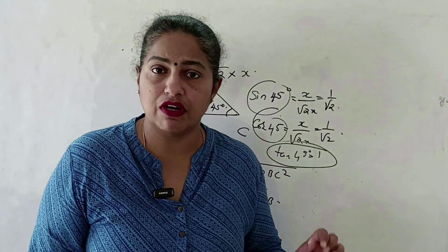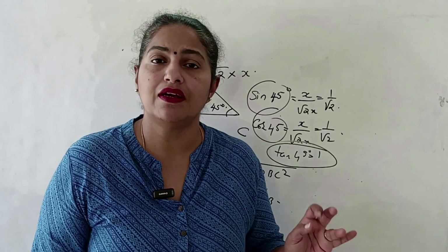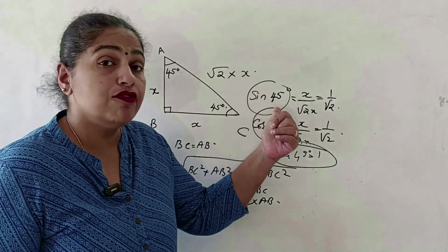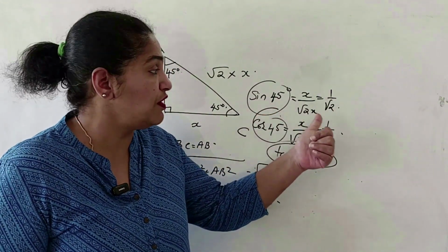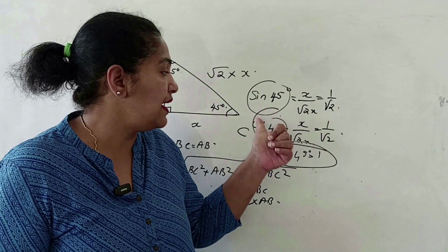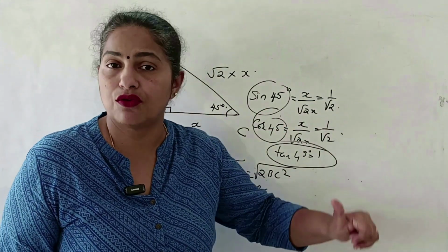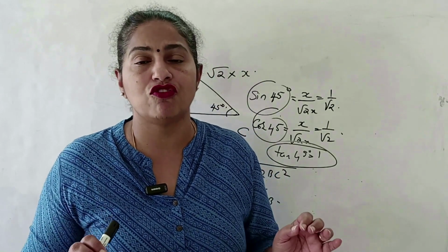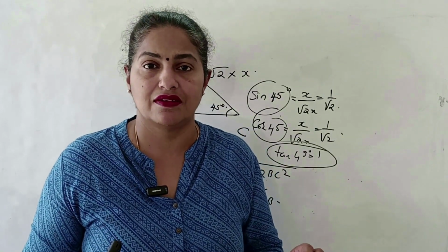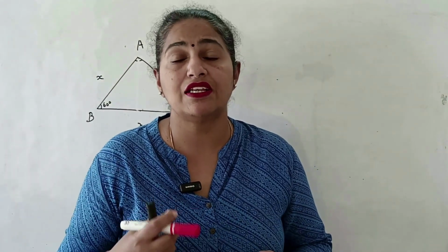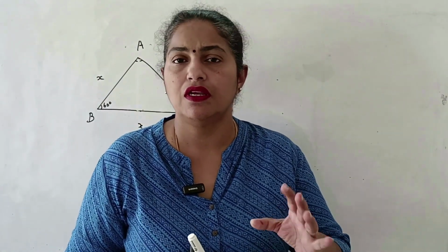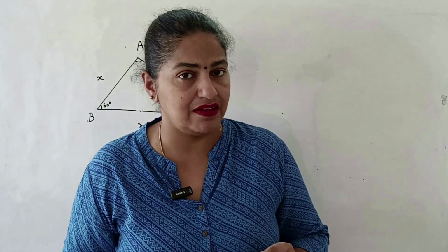If tan 45 is a 1, cot 45 will be the reciprocal of tan 45, which is again 1. Cosec 45, reciprocal of sin 45, which is root 2. And sec 45 is also root 2. So we have very easily found the trigonometric ratios of 45 degree. Now we have done the trigonometric ratios of 0 degree, 90 degree and 45 degree. Now what is pending? 30 degree and 60 degree.